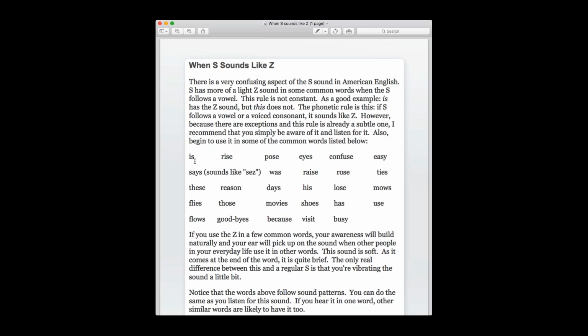Says. A little bit more. That is a difficult one, because it has the S and the Z. Says. Says. Good. Was. Rise. Rose. Ties. These. Reason. Days. His. Lose.